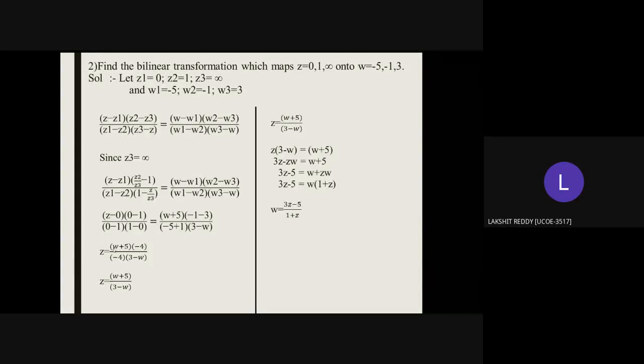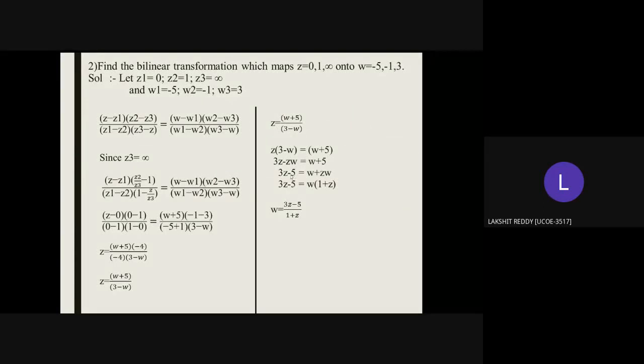So the value of z you will get as (w plus 5)(minus 4) upon (minus 4)(3 minus w). Here you can see that minus 4 and minus 4 are common, so they will get cancelled out, and the remaining term is (w plus 5) upon (3 minus w). But the definition of the bilinear transformation is that we need w equals whatever terms we need, for example, w equals (az plus b) upon (cz plus d). So further it will come as z equals (w plus 5) upon (3 minus w). Here z will get multiplied with 3 minus w, so you will get 3z minus zw equals w plus 5.